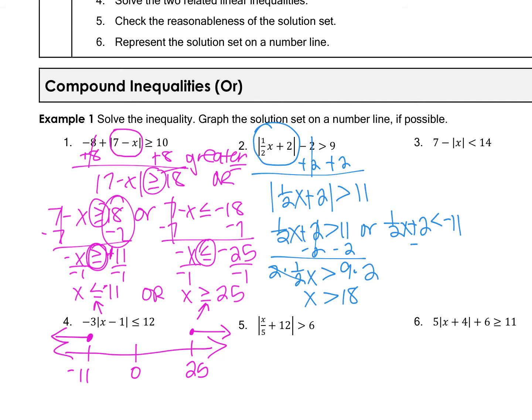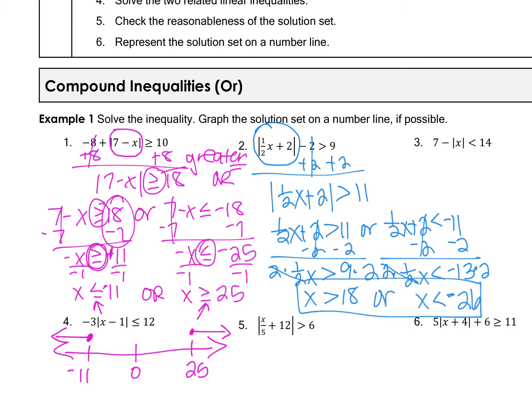So then the other one, subtract 2, we get 1/2 x is less than negative 13. And then we'll have to flip it and multiply. So I'm multiplying both sides by positive 2, so I don't flip it. X is less than negative 26. Okay, so there's my solution.